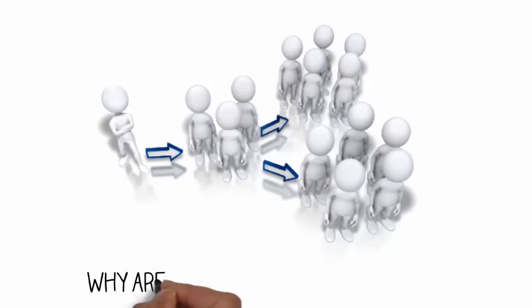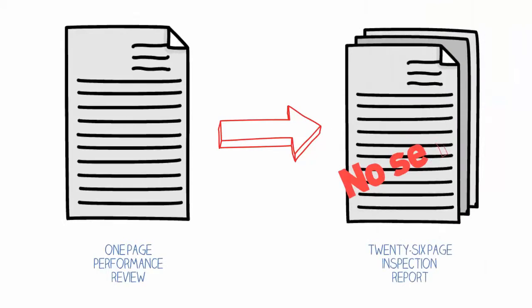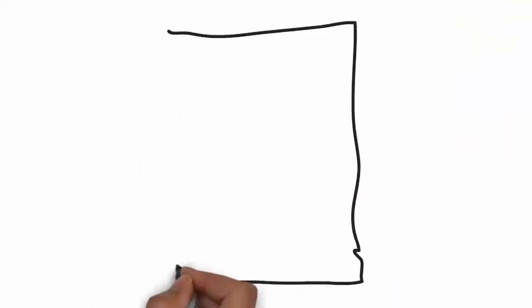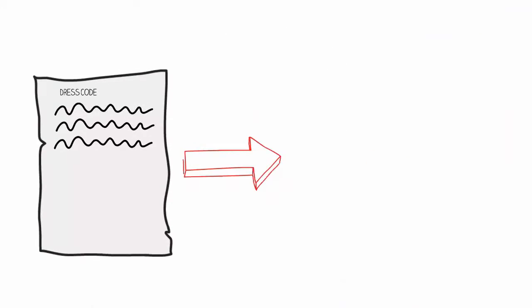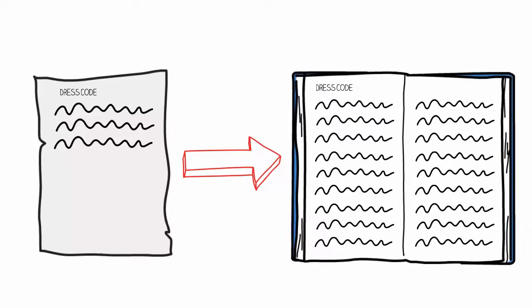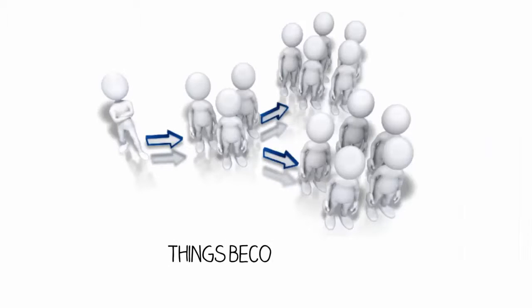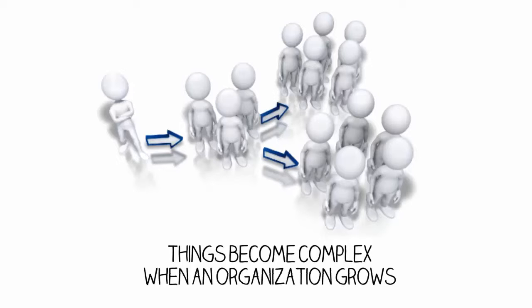In organizations, why do things become complex? Why does a one-page performance review become a 26-page inspection report that makes no sense? How does a 3-sentence dress code become a multi-page section in the employee manual? One of the main reasons can be seen in what happens when an organization grows.